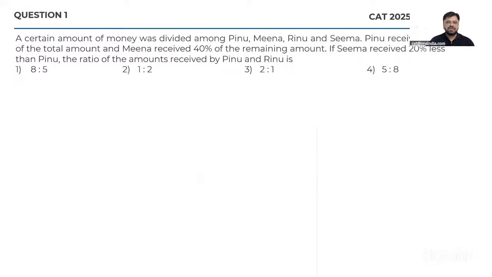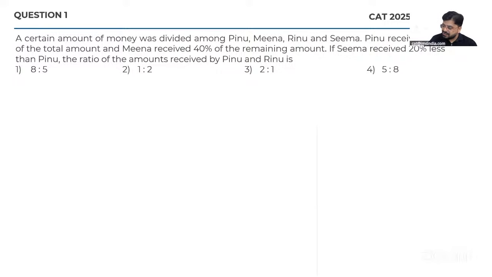This question came in CAT 2025 in slot 2, and it says a certain amount of money was divided among Pinu, Meena, Reenu, and Seema. Pinu received 20% of the total amount, whereas Meena received 40% of the remaining amount. So Pinu is getting 20% of the total, whereas Meena is receiving 40% of the remaining amount after Pinu has received 20%. If Seema received 20% less than Pinu, then the ratio of amount received by Pinu and Reenu is.